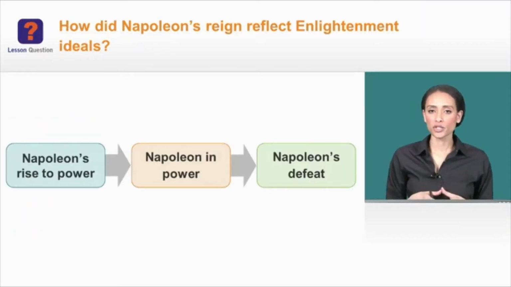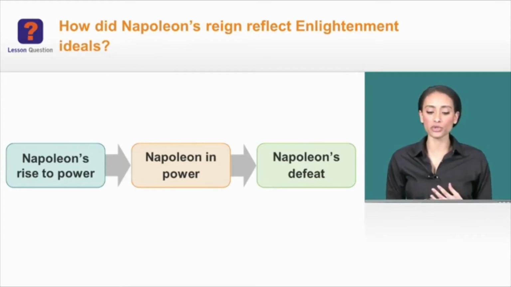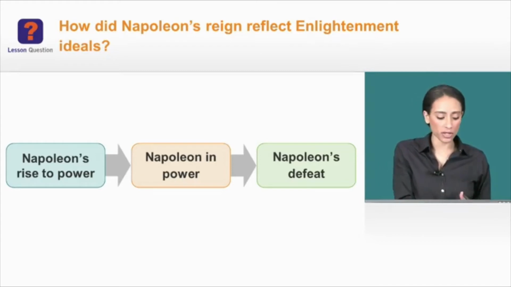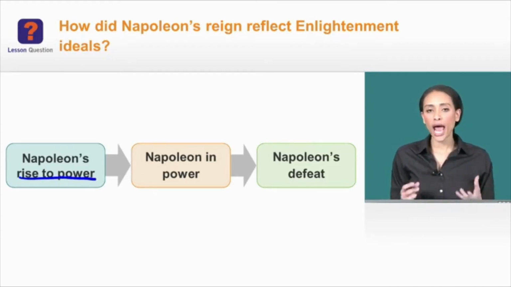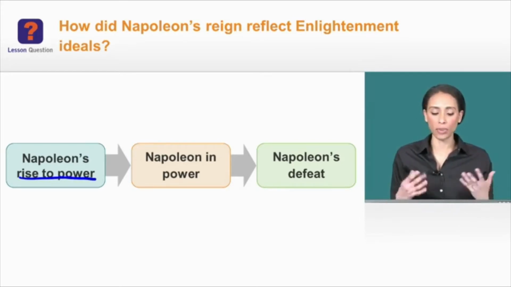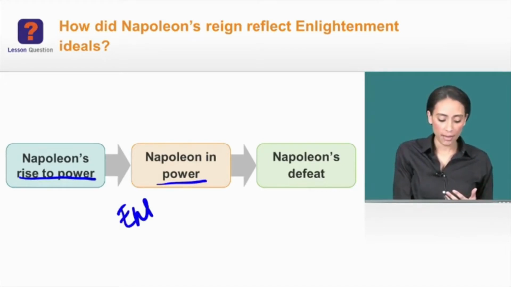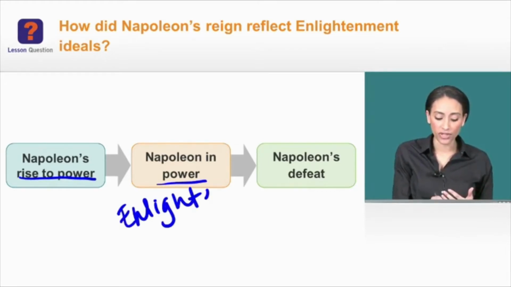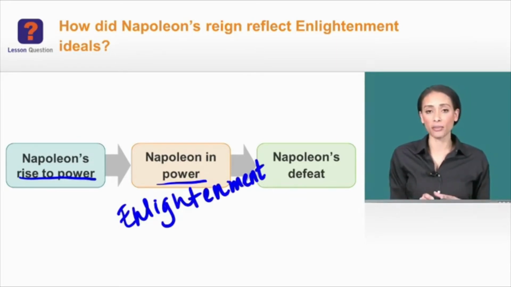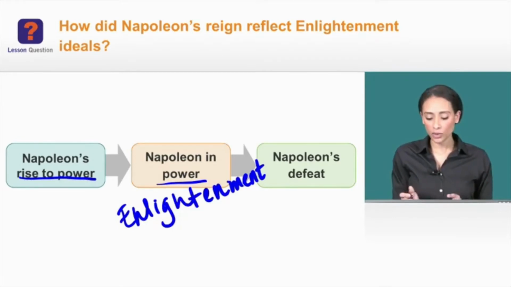So the question we're answering in this lesson, how did Napoleon's reign reflect Enlightenment ideals, allows us to start off by looking at Napoleon's rise to power first. Once we look at how he develops this power, we're going to have a chance to look at Napoleon in power. Particularly, we're going to examine how his reign reflected the Enlightenment in some ways, and how it didn't reflect the Enlightenment in other ways. And then finally, we're going to finish up by looking at Napoleon's defeat.